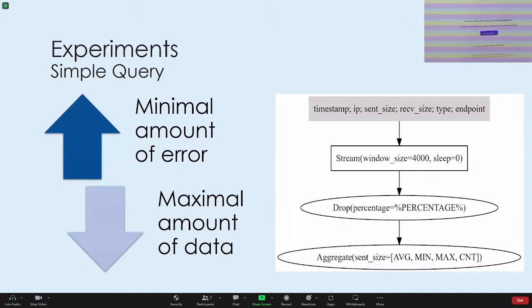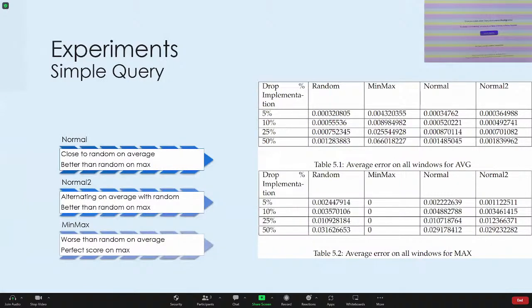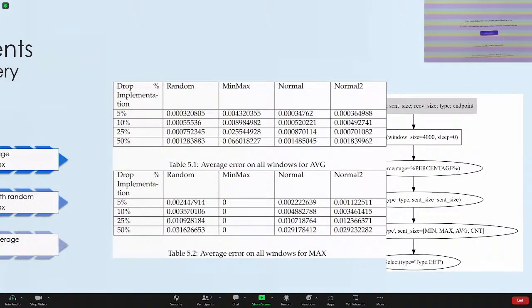Now for the experiments, we have a simple query, as you can see. This is done in order to have an example with a minimal amount of error and the maximum amount of data. This just streams some data, applies the drop, and then computes the aggregates, which for us are maximum and average. As you can see from the results of this, mainly our implementations are doing better, except the min-max, which is doing worse on averages. And also it has a perfect score when computing maximum values, which is expected.